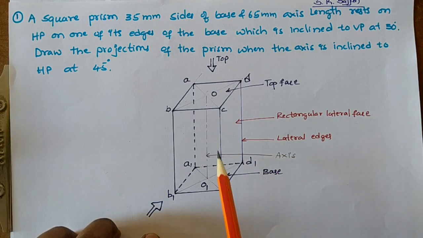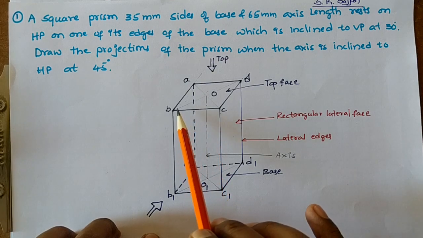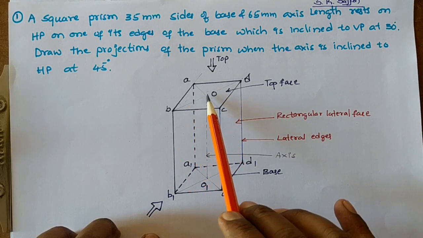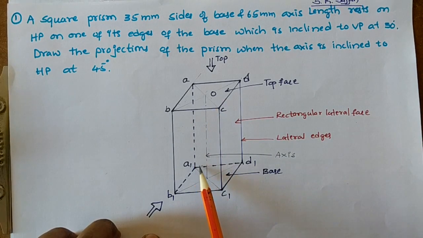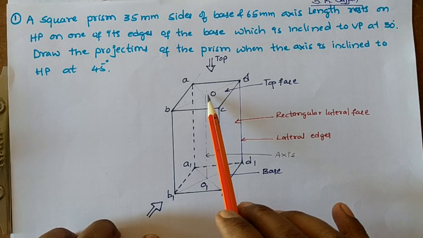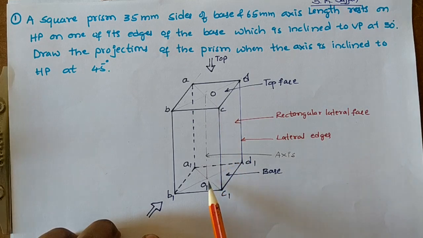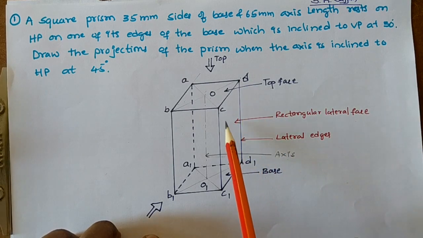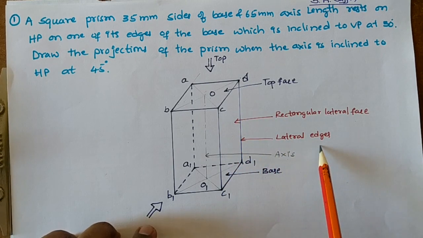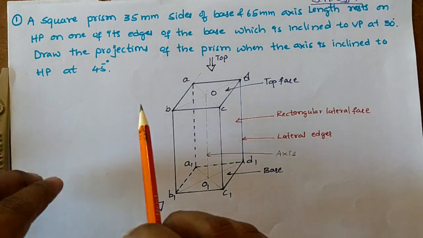Then by the intersection of diagonals, we will get the axis point on the top here, and by the intersection of diagonals, we will get one more axis point on the base here. By joining the axis points of the top face and base, we will get the axis. This is the axis. Then these edges are called lateral edges. Okay, let's start reading the problem.